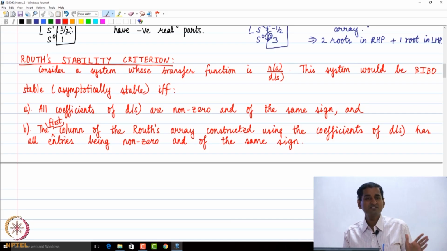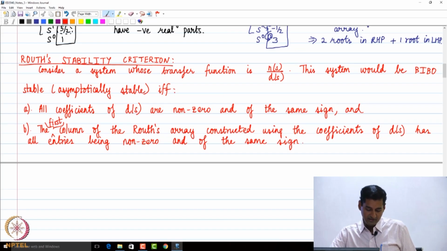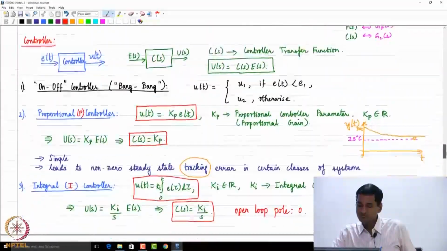Okay, this is what is called the Routh stability criteria. Fine. So we will go back and now apply this Routh stability criteria to the problem that we are doing. I will just take a couple of minutes to do that. Is this clear to everybody? Let me scroll down. I am just going to this problem.